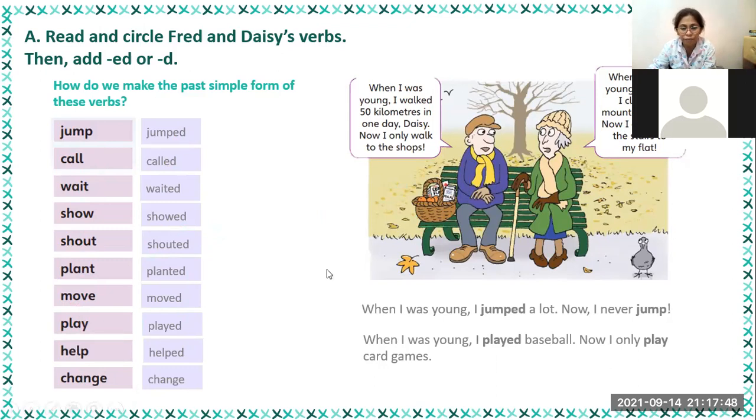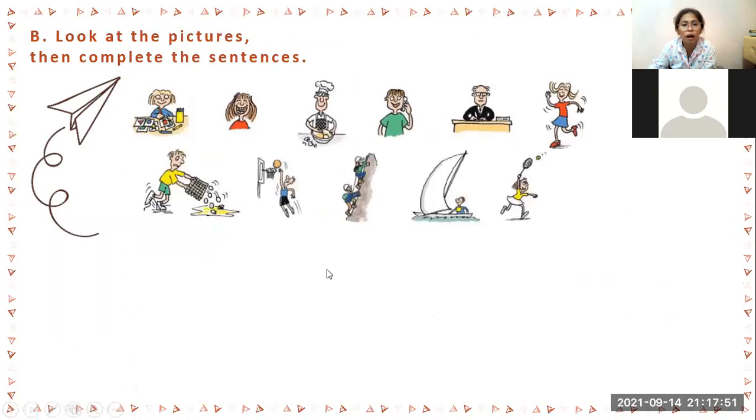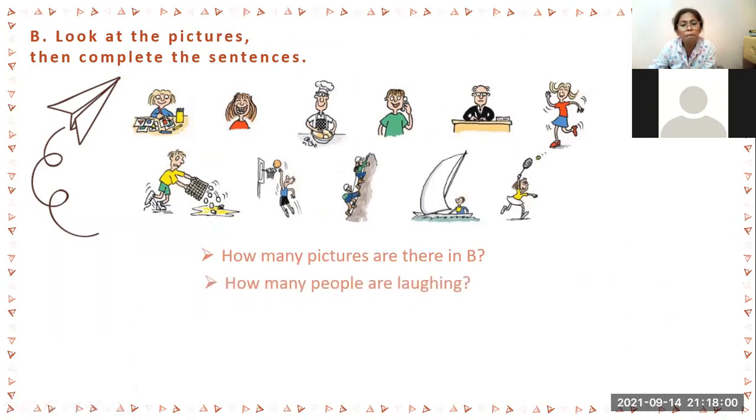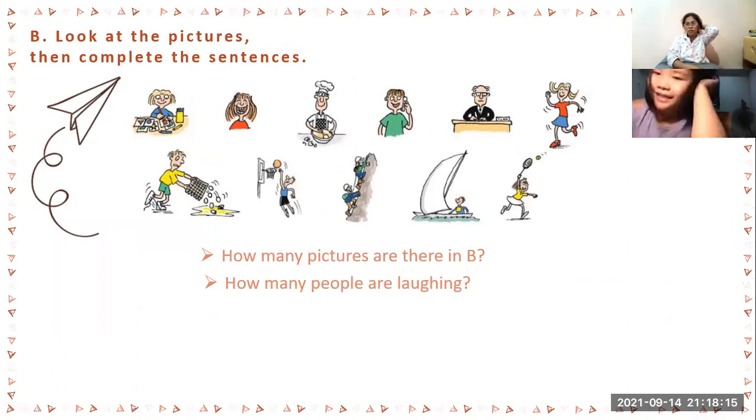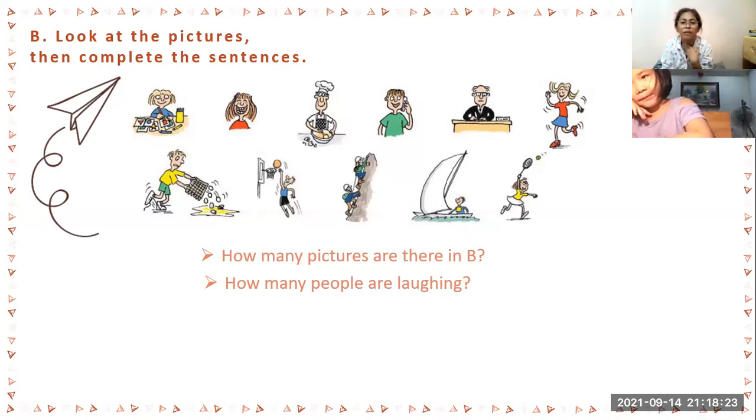Okay, here. Okay, now, can you see the pictures? Look at the pictures, then complete the sentences. Okay, how many pictures are there in this letter B? How many pictures? There are? Where? I can't see. Oh. Okay, I can see that. How many pictures do you have in letter B?